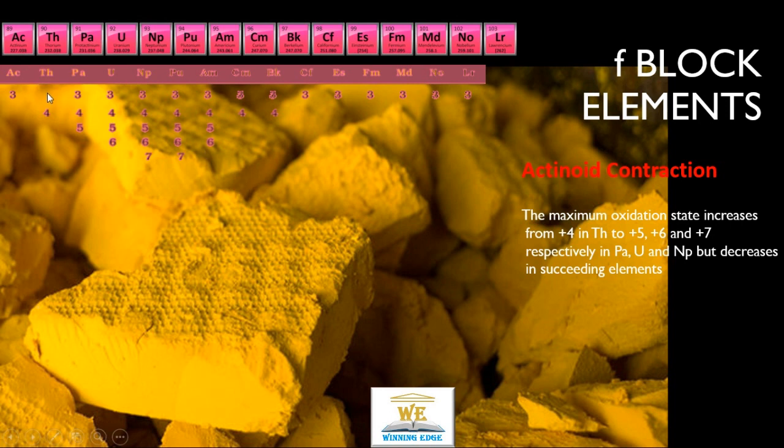But remember, thorium doesn't show a +3 oxidation state. It's a curious point to remember. The reason is, thorium has only 4 valence electrons. So thorium dioxide will be more stable than the thorium +3 oxidation state. And we just know for uranium we have a +6 oxidation state. The uranyl ion is among the most important uranium compounds.